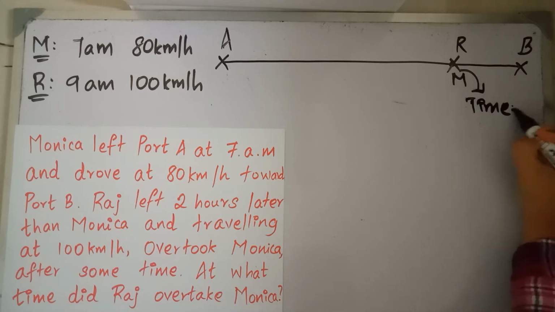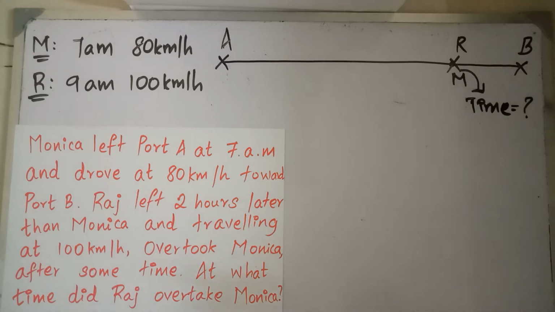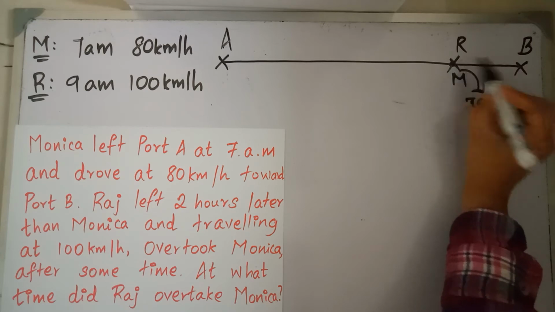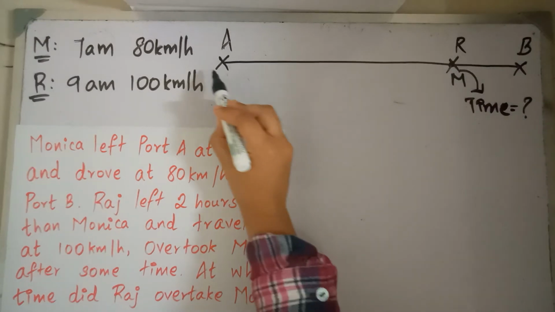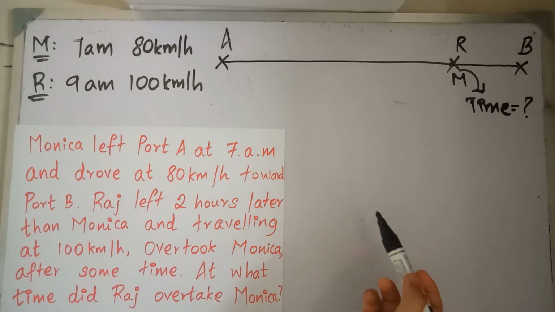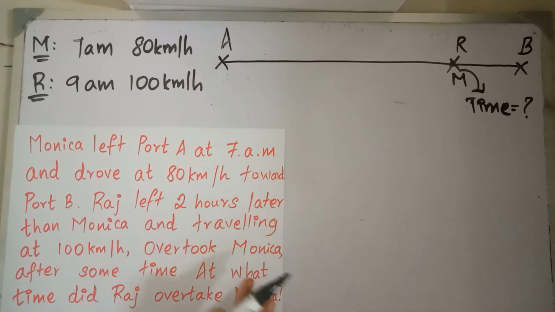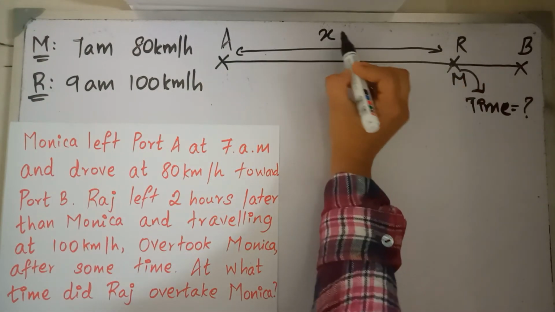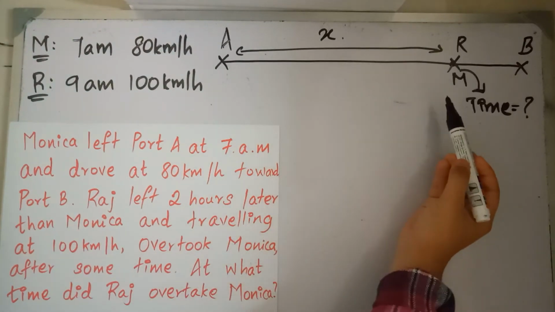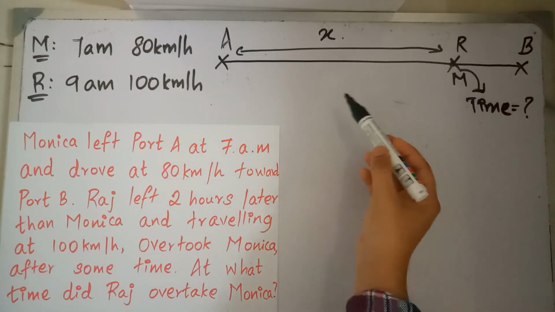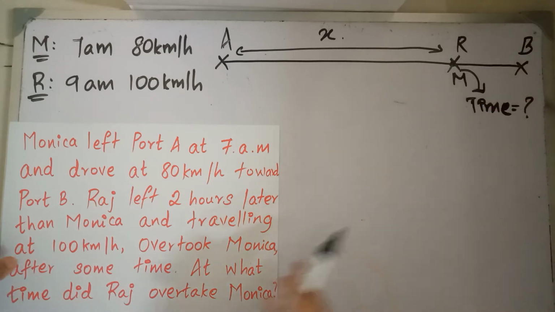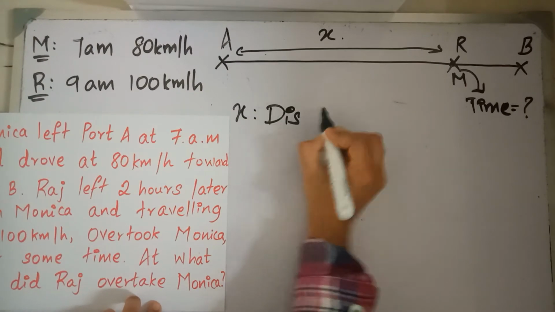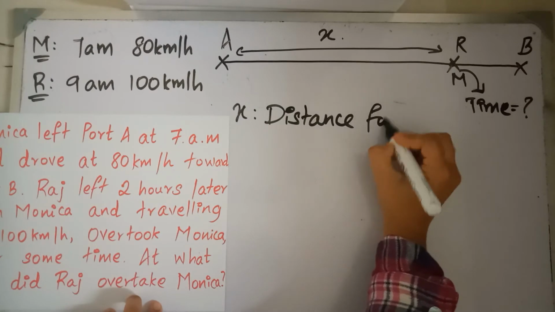We can ignore the point B because that's not something which is relevant to this problem. We have to look at the point of overtaking. So this is the point at which Raj overtakes Monica, and they want us to find how much time it takes for this to happen. Okay, so for that we have to first find this distance. This is the distance which has to be covered for both of them to meet, or in other words, the distance that has to be covered for Raj to meet Monica. So x is the distance for overtaking. We will have it as x.